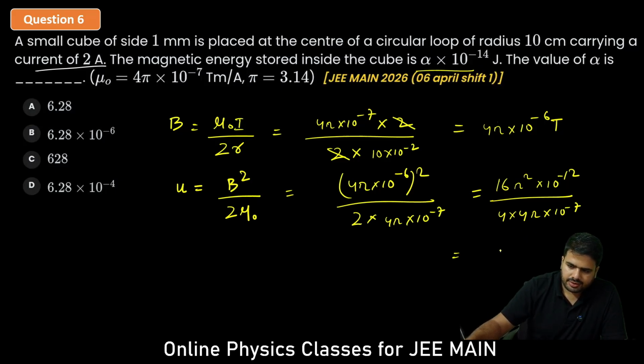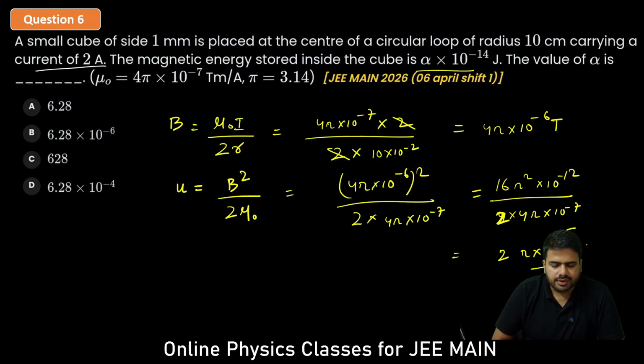We are getting here, sorry, this one is 4π, this is 2π. So on further solving we are getting 2π × 10^-5 J/m³. Okay, so 2π × 10^-5.